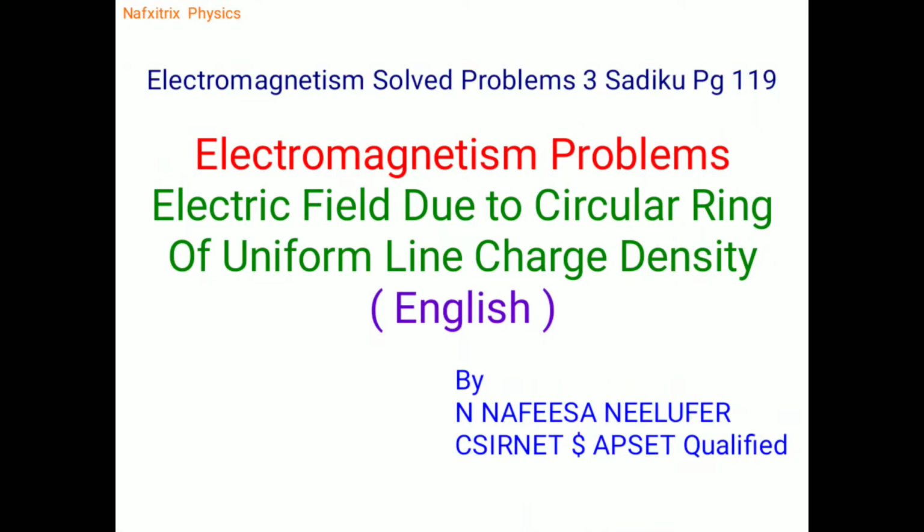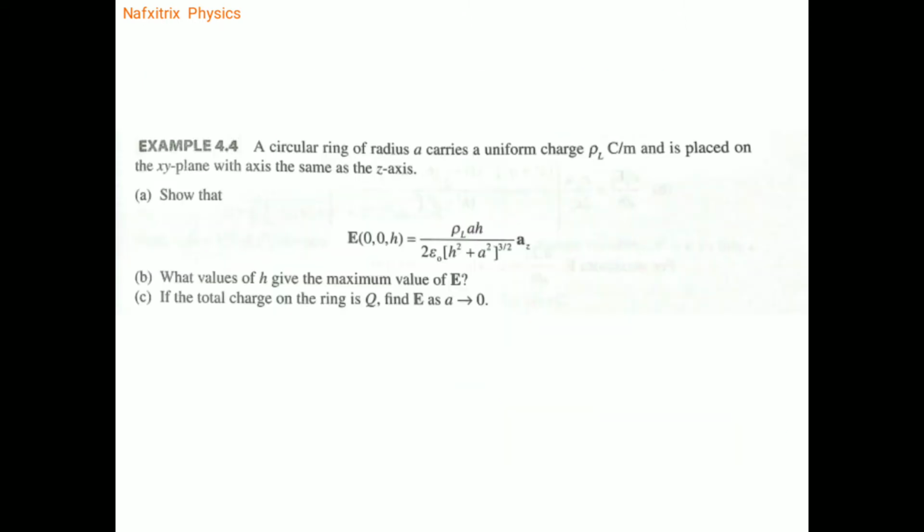So let's discuss a problem from electromagnetism. This is related to the topic electric field due to a circular ring of uniform line charge density. You would be given a circular ring with uniform line charge density, and we need to find the electric field because of that. Not only the electric field, some other points also.